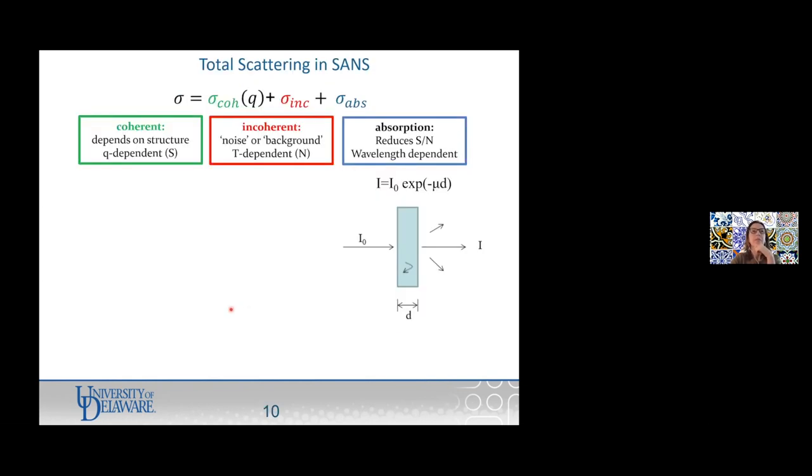Okay, so where does the signal come from and what are the different components? The total scattering that you're measuring comes from three major components. There's a coherent component, an incoherent, and an absorption component.